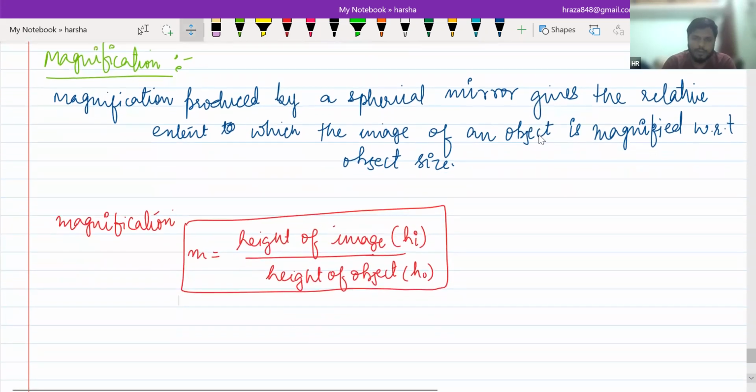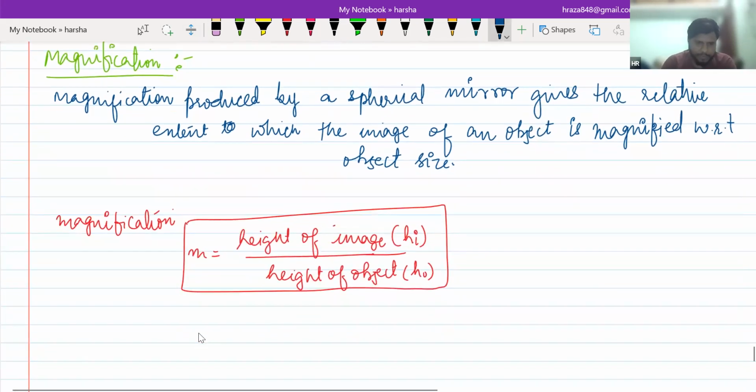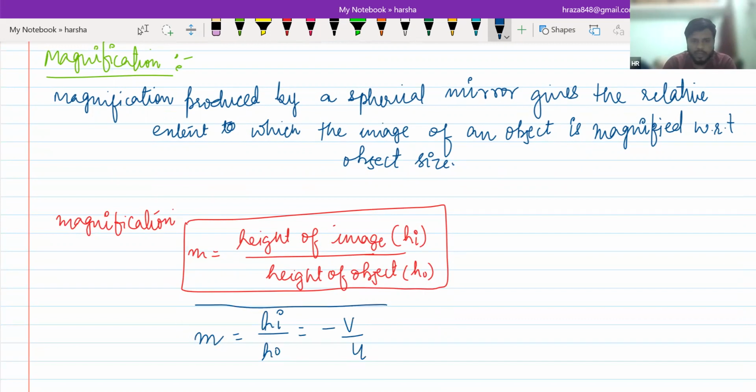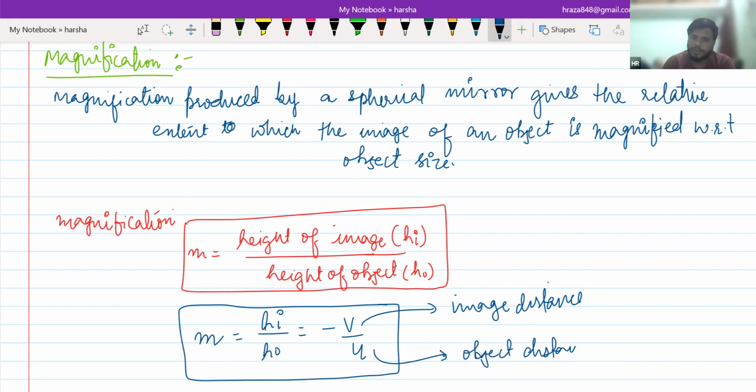And there is another formula of magnification. Magnification is equal to height of image upon height of object, which will be equal to minus V upon U. And this V is image distance, and this U is object distance. Please write. Then I will give you some question.